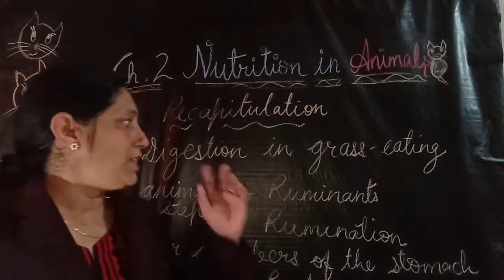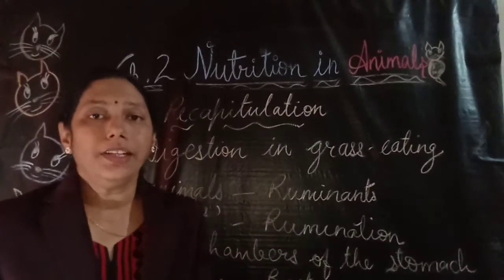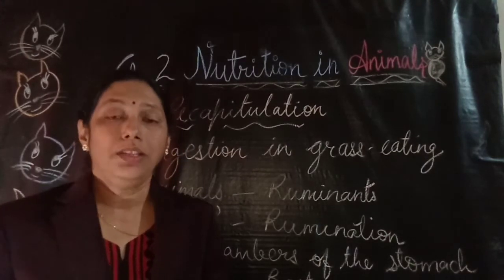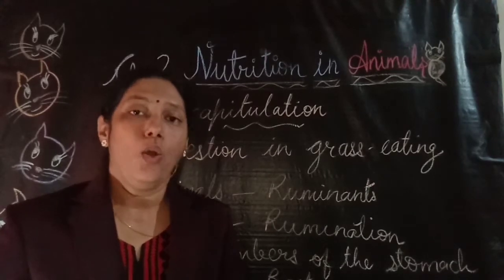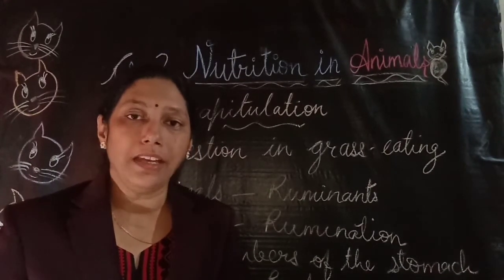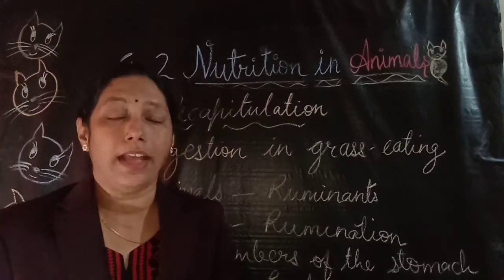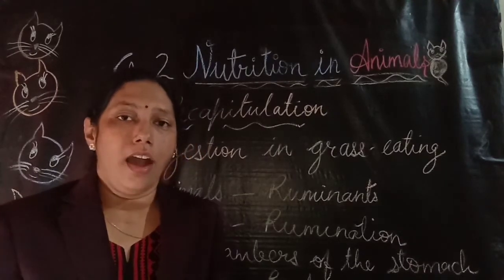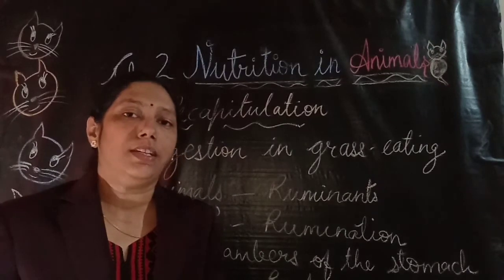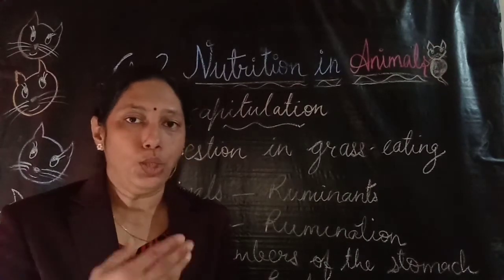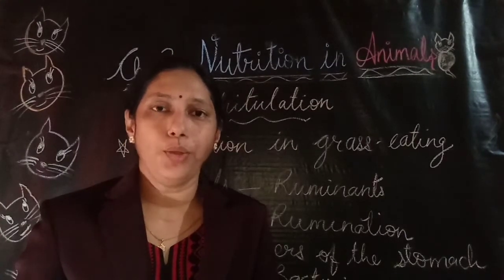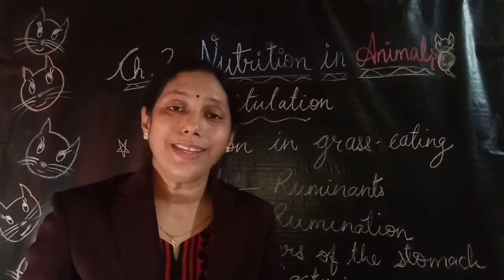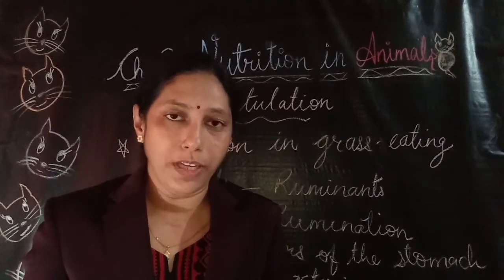Now it's time for recapitulation. Today we have learnt about digestion in grass-eating animals. Grass-eating animals like cow, buffalo, deer, etc. have 4 chambers in their stomach. These chambers are rumen, reticulum, omasum and abomasum. When these animals eat food, they swallow it and store it in the first chamber of their stomach, that is rumen. These animals bring back the partially digested cud from the rumen to their mouth and chew it. This process is called rumination, and these animals are known as ruminants.